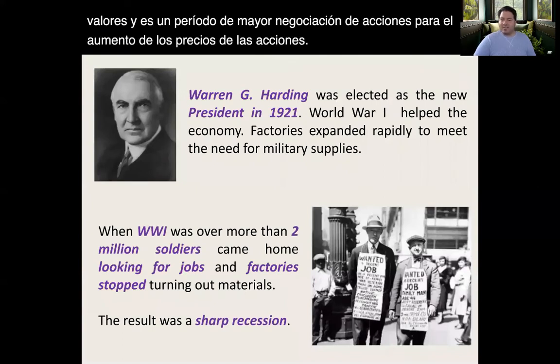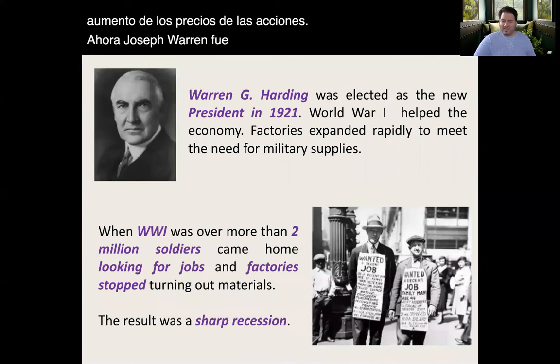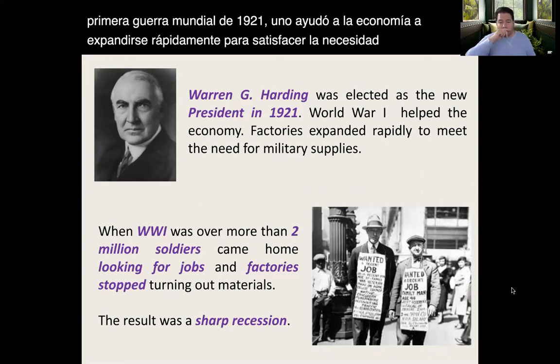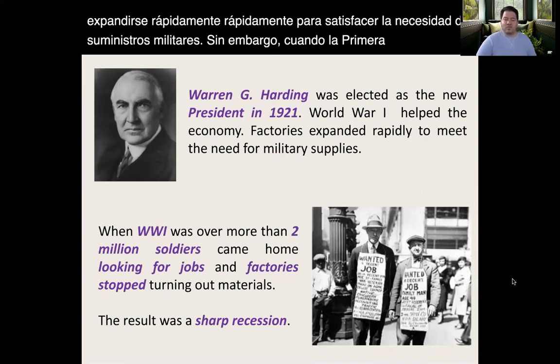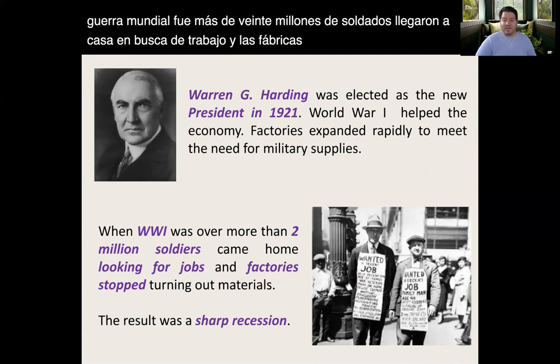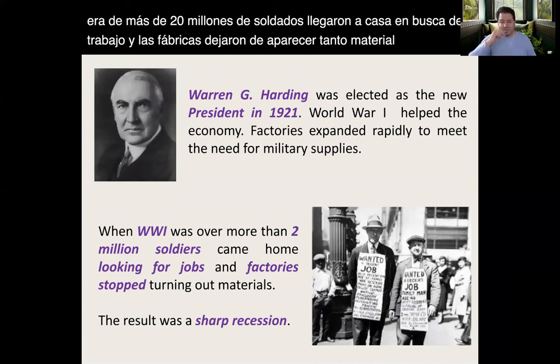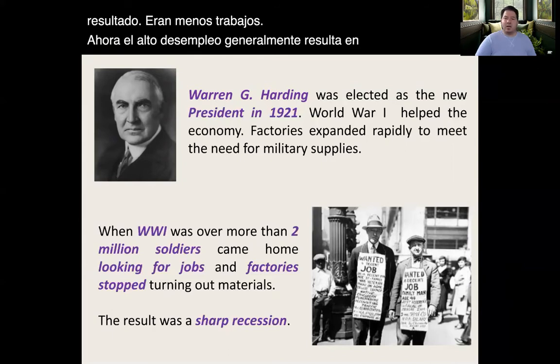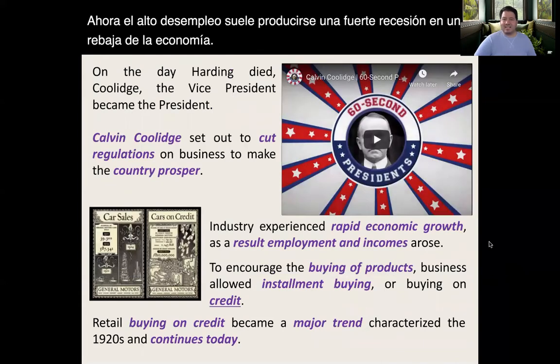Now, Warren Harding was elected as the new president in 1921. Now, World War I helped the economy greatly. Factories expanded rapidly to meet the need for military supplies. However, when World War I was over, more than 20 million soldiers came home looking for jobs, and factories stopped turning out as much material. And as a result, there were less jobs. Now, high unemployment usually results in a sharp recession, a downgrade in the economy, or a decline in the economy.